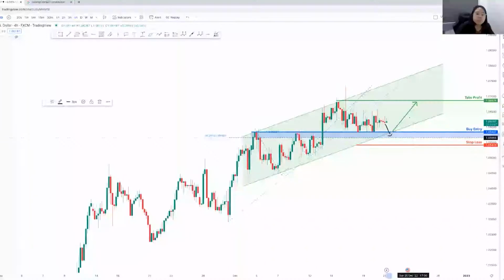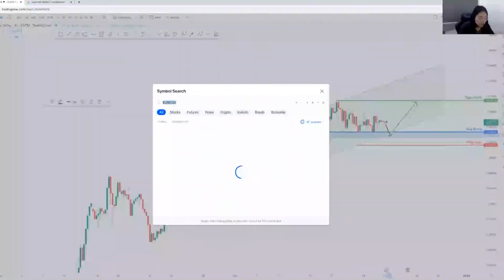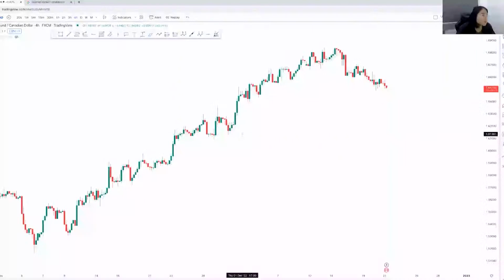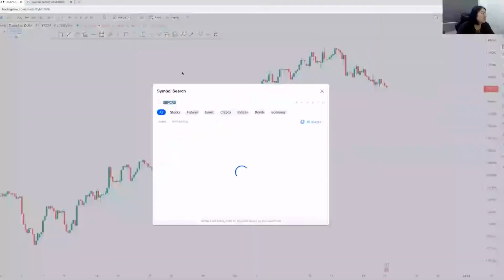I have 10 more minutes with you guys. I am just going to look at one more chart, and then we're going to call it a day. I do want to look at GBP CAD, but it looks like price is already on its way to the take profit. Okay, let's look at AUD CAD.